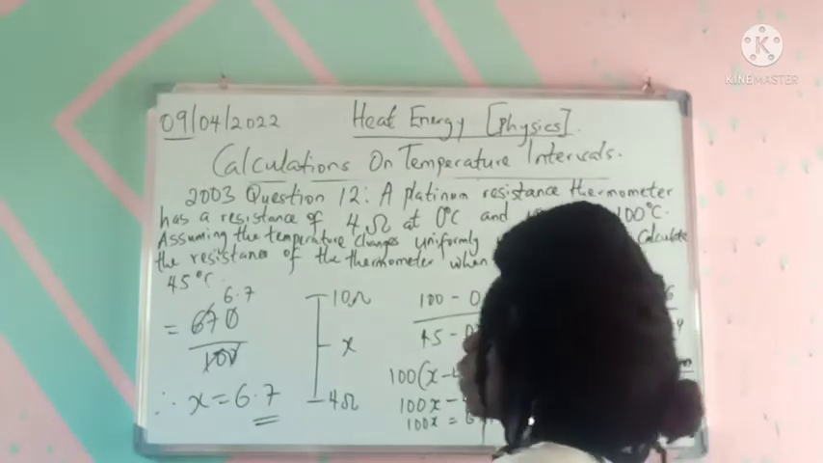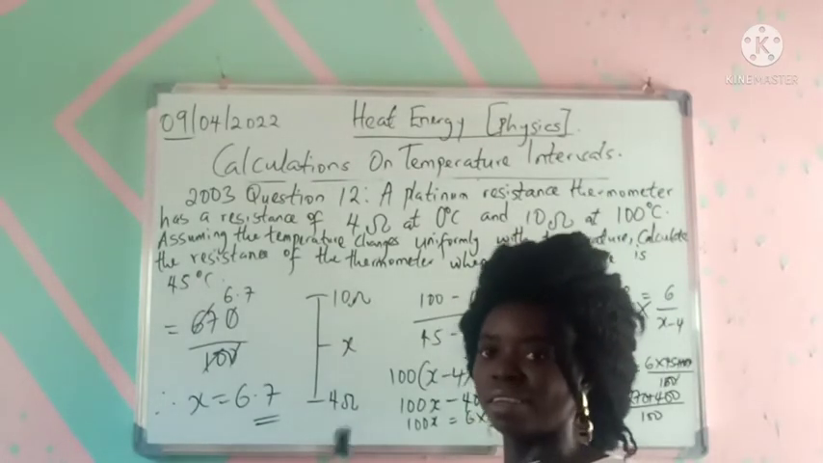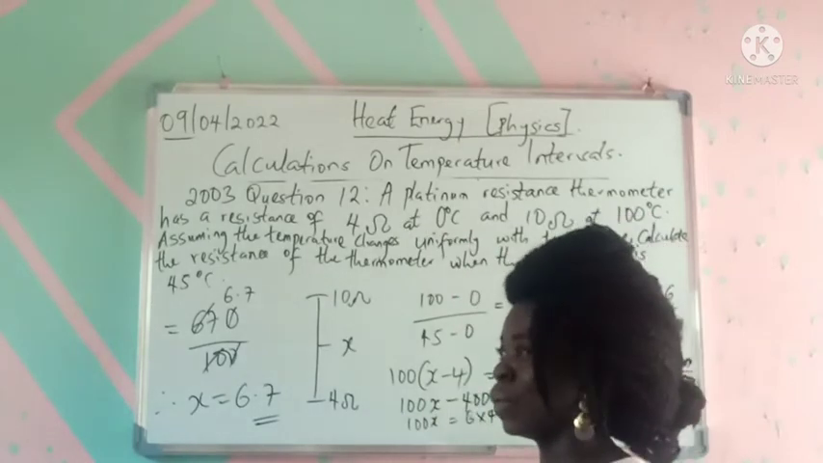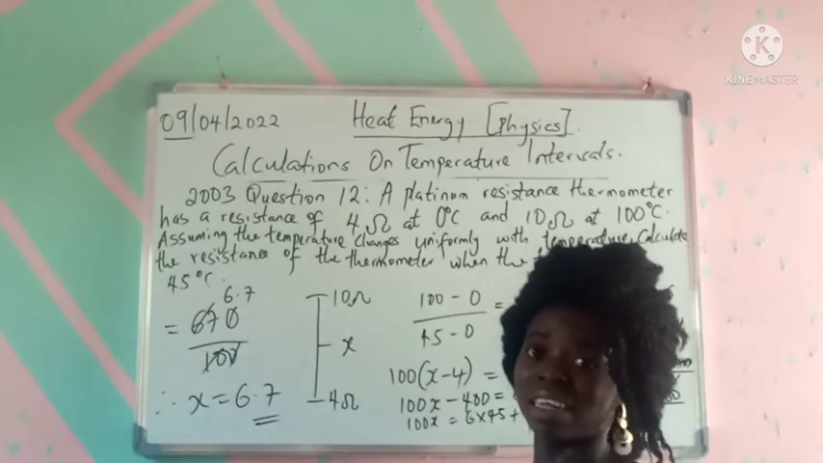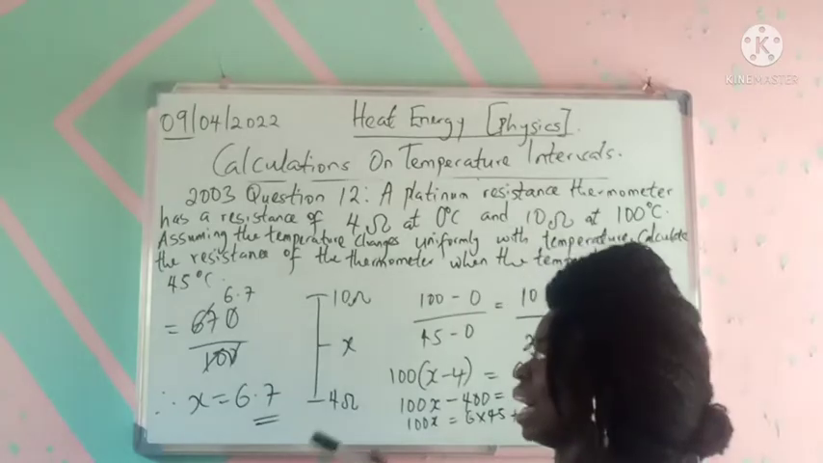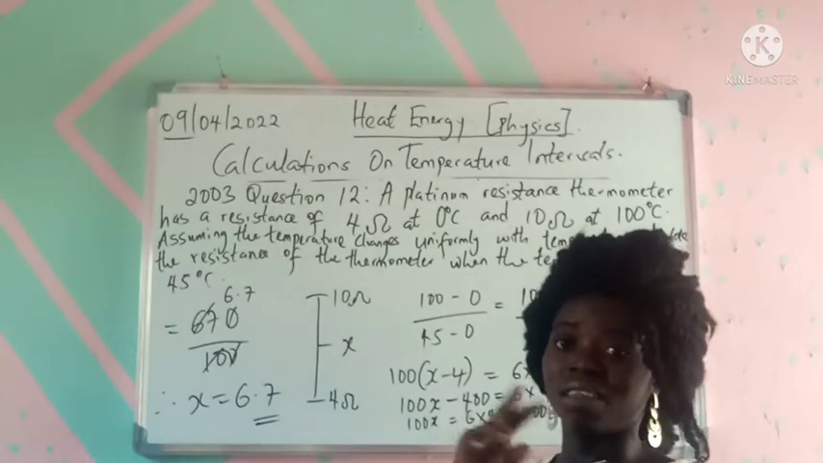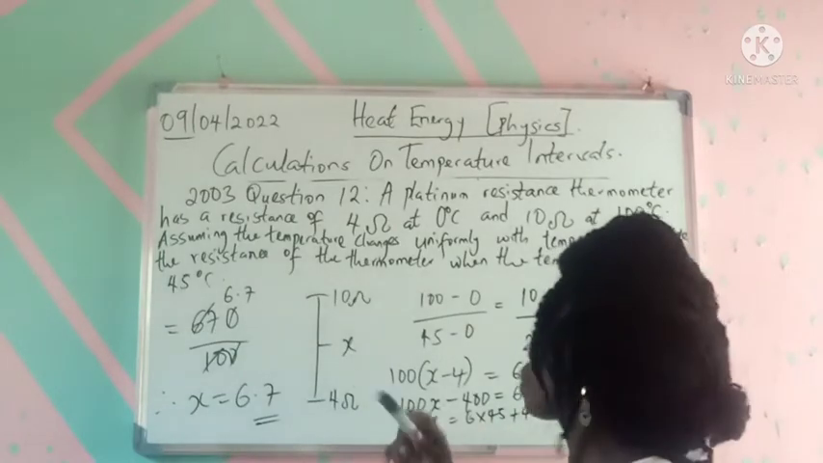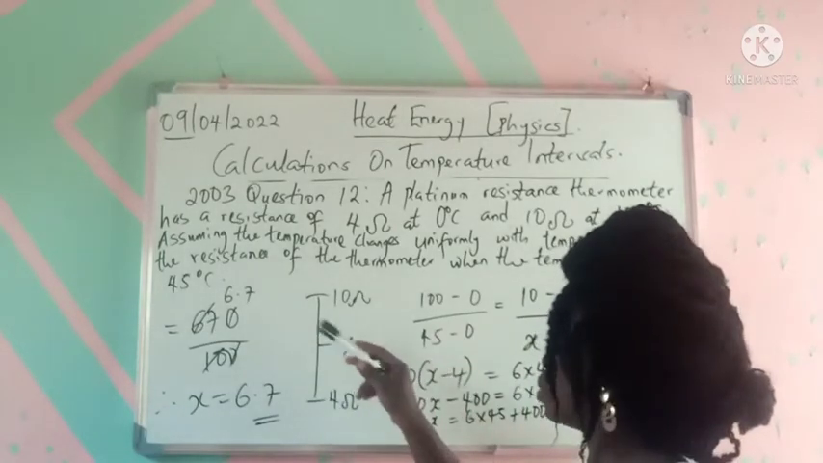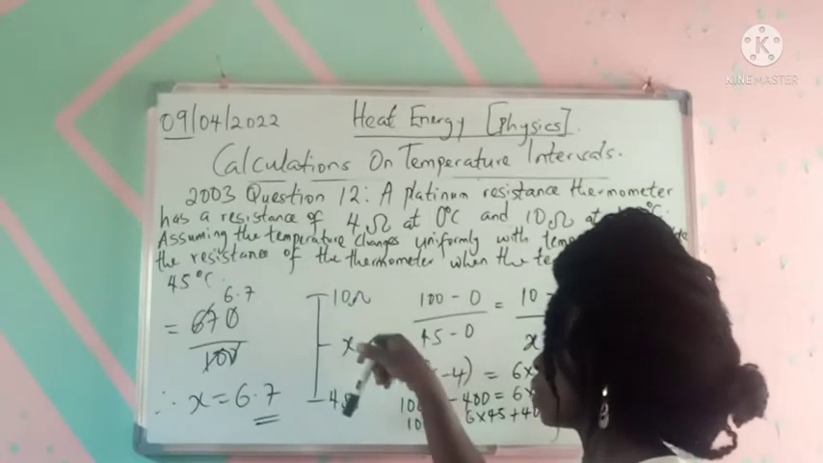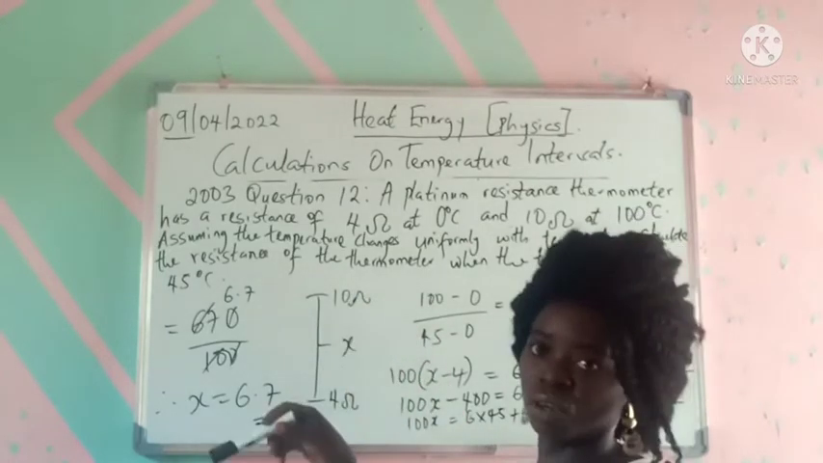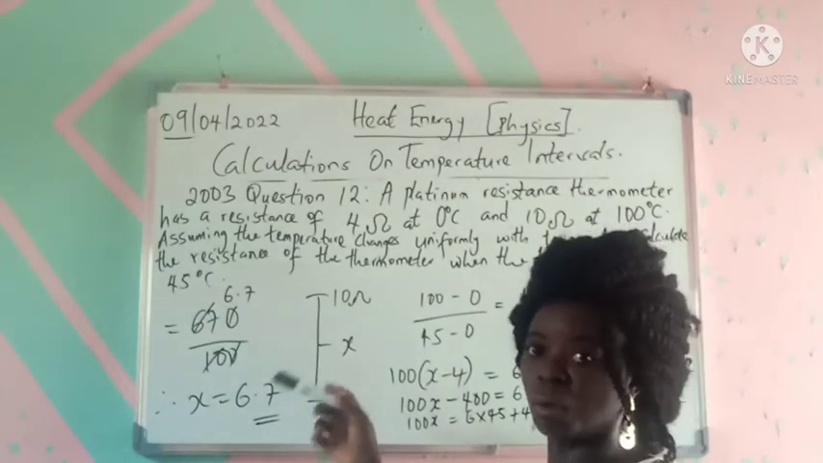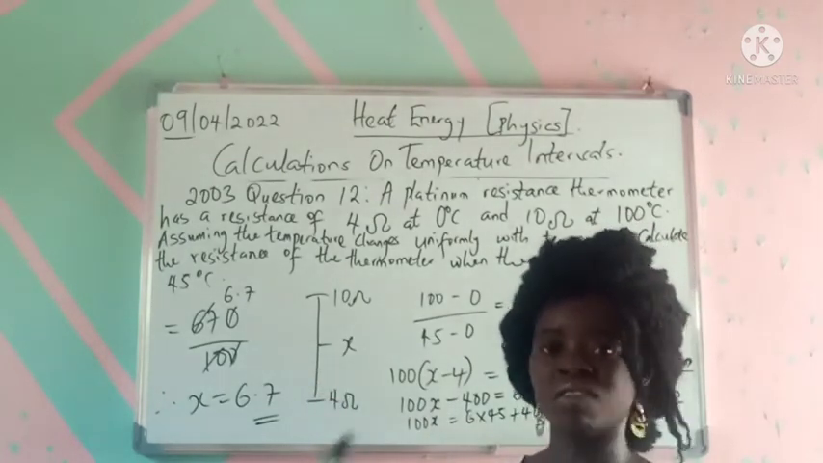So you see that questions on the interval range, that's temperature interval range for heat energy, the calculations under that are going to be in just two ways. The first way is what we saw in the question earlier, where x will be on the scale that we are trying to compare to the Celsius scale, or it's going to be on the Celsius scale that we are trying to compare to the scale we are given. It's just a two-way thing.